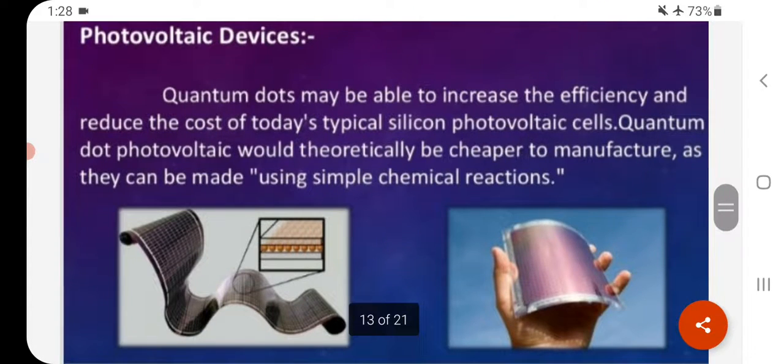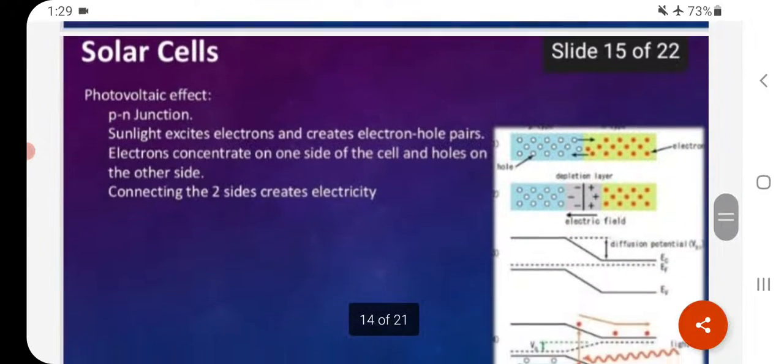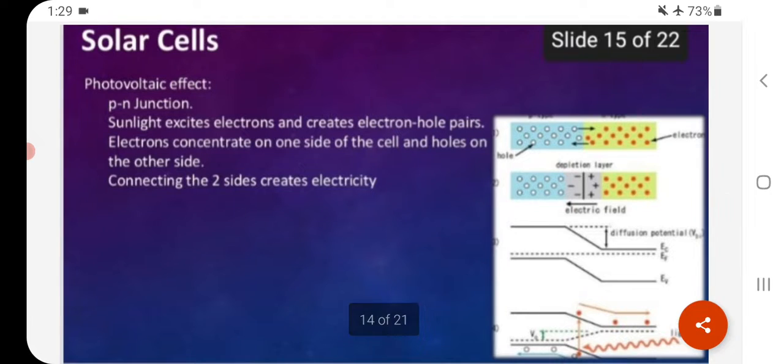Photovoltaic devices. Quantum dots may be able to increase the efficiency and reduce the cost of today's typical silicon photovoltaic cells. Quantum dot photovoltaics would theoretically be cheaper to manufacture, as they can be made using simple chemical reactions. Quantum dots are used in solar cells. Photovoltaic effect: at the p-n junction, sunlight excites electrons and creates electron-hole pairs. Electrons concentrate on one side of the cell and holes on the other side. Connecting the two sides creates electricity.